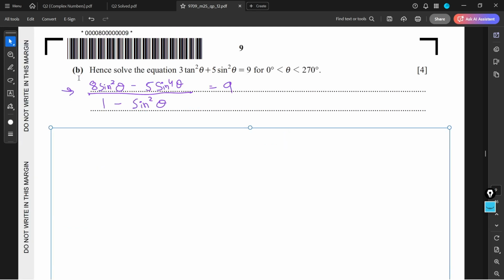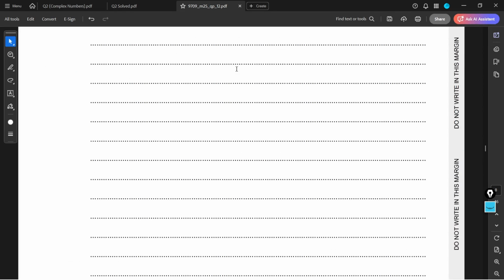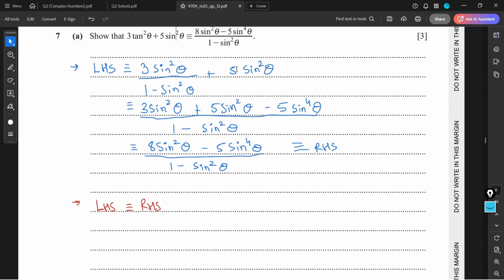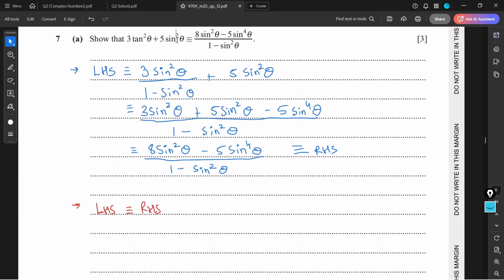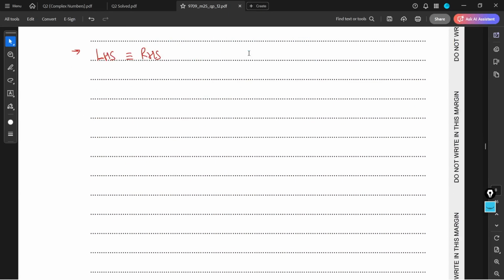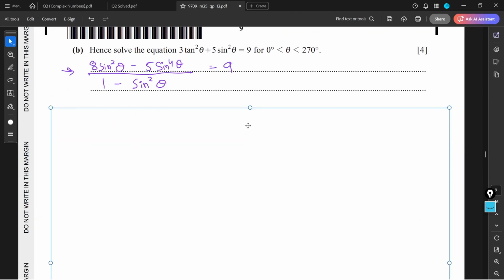Now for part B of question 7, because they've used the word hence, they mean that we need to use something from the first part in order to solve this equation. Now the first part of the equation, that is 3 tan square theta plus 5 sine square theta, is coming from the first part itself. If I can show it to you, it's this one over here. Now I can just use the right hand side of this equation in order to solve the second part, and that is what I have done in the starting part.